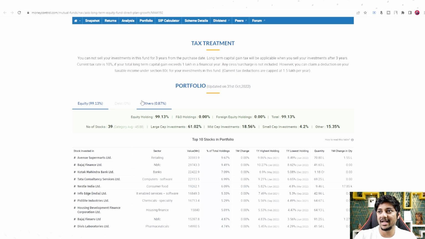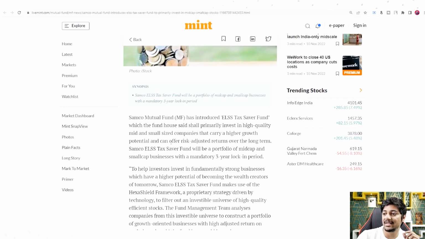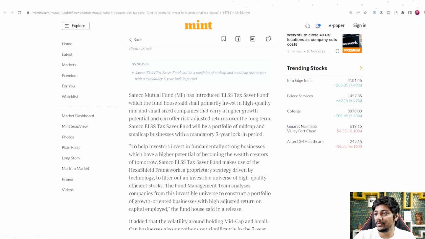Obviously when there is a massive allocation in large cap, the returns will also be according to the large cap investments, right? So when I was reading this article quite recently, it said that Samco is investing in mid cap and small cap companies, and when somebody invests in mid cap and small cap companies, what usually happens is that the returns go up, which are risk adjusted returns, right? If you invest in high quality mid cap and small cap companies, the risk adjusted returns over a long period of time keep going up. But again, this is an ELSS fund, so there is a 3-year mandatory lock-in period right now, right?